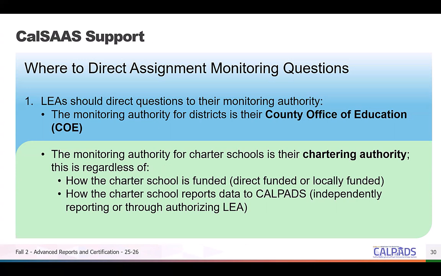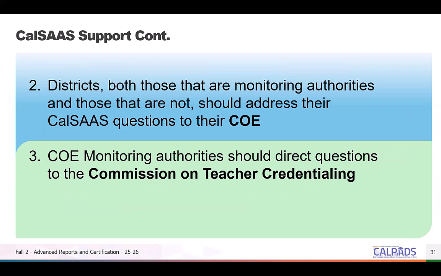And this is regardless of how the charter is funded, directly or locally, or how the charter schools report their data to CalSAAS. So districts, both that are monitoring authorities and those that are not, should address their CalSAAS questions to their COEs, and their COE monitoring authorities, if they have questions, should direct their questions to the Commission on Teacher Credentialing.